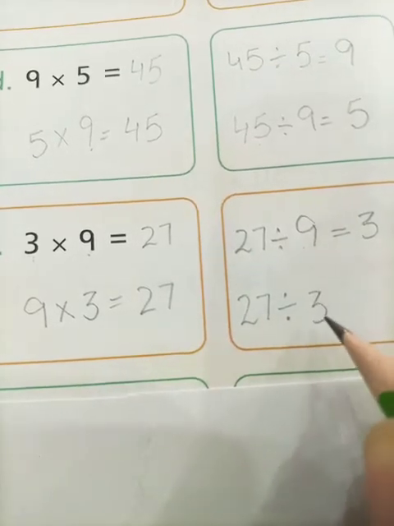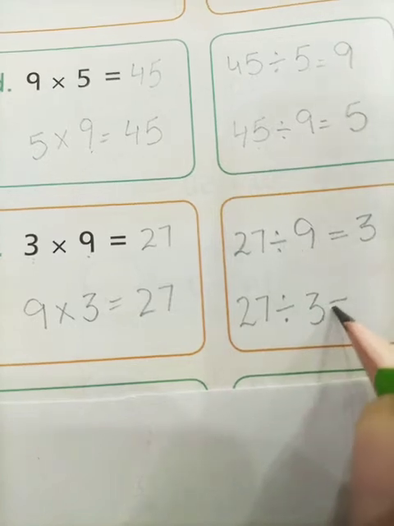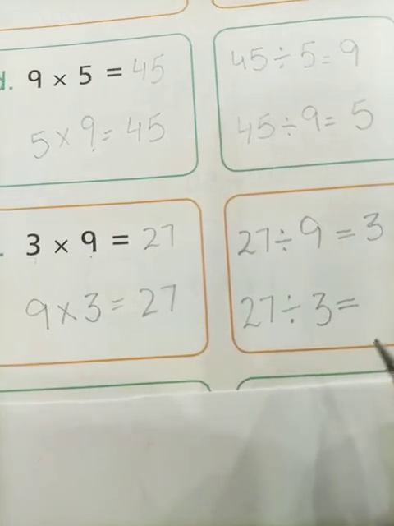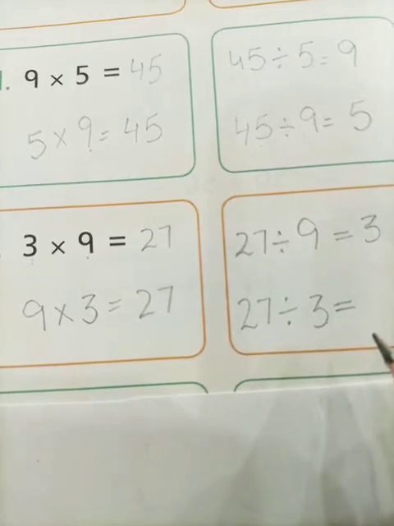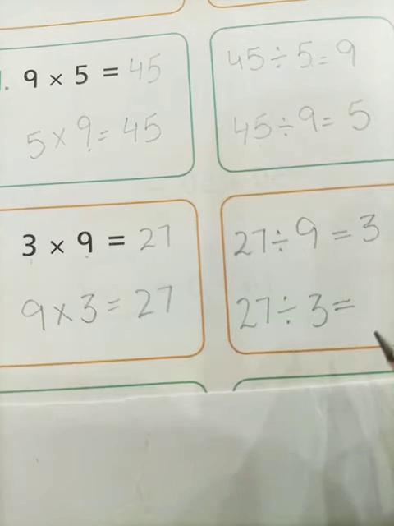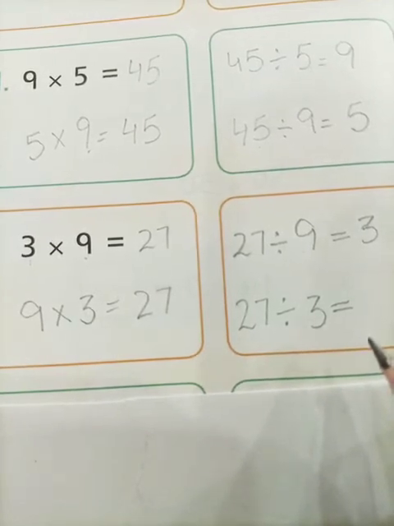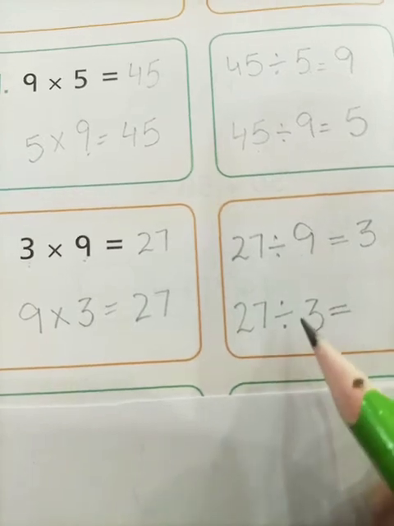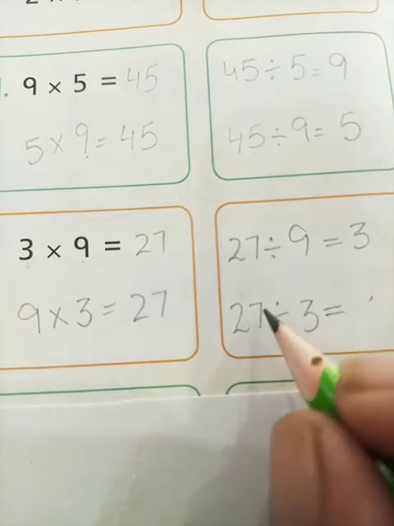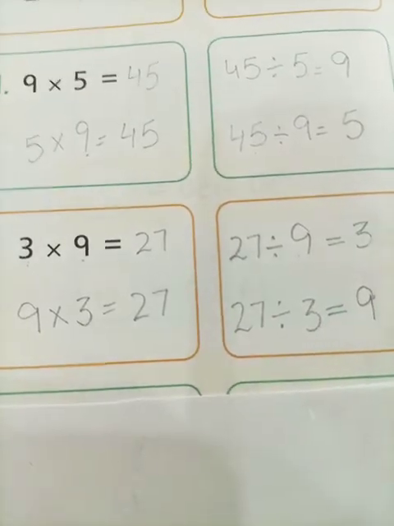So students, read the table of 3 where we get 27. Read it with me students. 3 1s are 3, 3 2s are 6, 3 3s are 9, 3 4s are 12, 3 5s are 15, 3 6s are 18, 3 7s are 21, and 3 8s are 24, and 3 9s are 27. So students, our answer is 3 9s are 27. So our answer is 9.